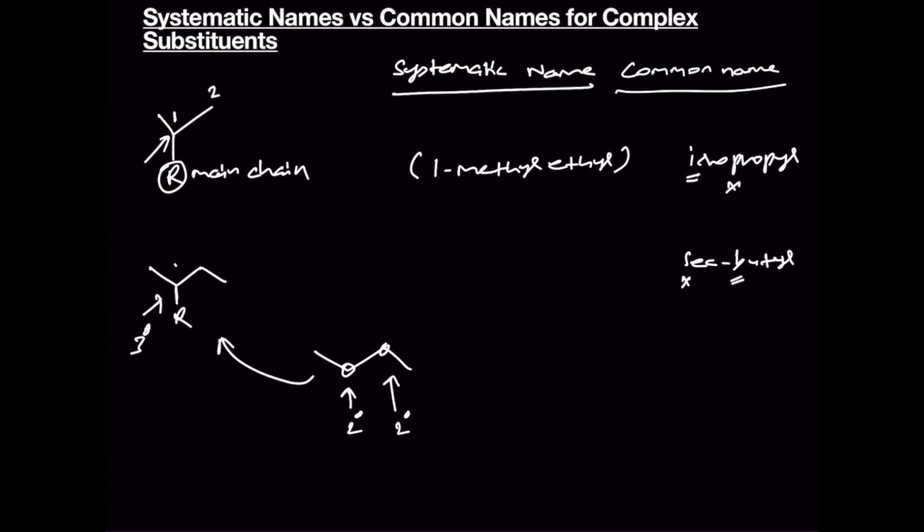Okay, so now let us do the systematic name for the secondary butyl. So as usual, start numbering from here, 1, 2, 3. So this will be 1 methyl. Once again we have a methyl group at one position, and then propyl. That is the systematic name for secondary butyl. Let us go to the next one.